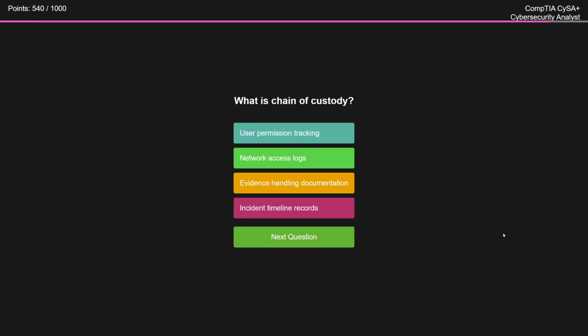What is chain of custody? Is it user permission tracking, network access logs, evidence handling documentation, incident timeline records? For me, chain of custody is how you handle the evidence, and that's a key part in forensic analysis, right? If they don't have a valid chain of custody, someone could have gone in and messed with the evidence. But if they have a valid chain of custody, there's going to be no break in the chain where someone could possibly go in there and mess with or alter that evidence, right?